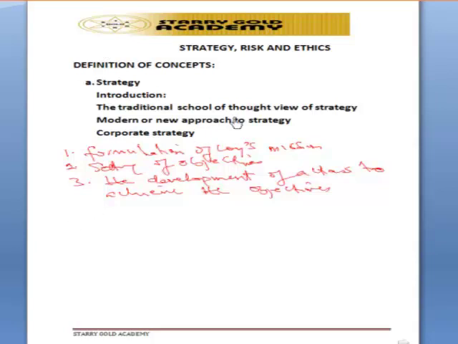Now we have 2 schools, the traditional school and the modern school. The traditional school is otherwise known as the classical. So we are going to look at the classical school of thought in terms of strategy. That is the traditional school of thought. How the traditional school of thought view strategy. The traditional school of thought views strategy as the outcome of rational planning process. So we can put it here. This one will be B.